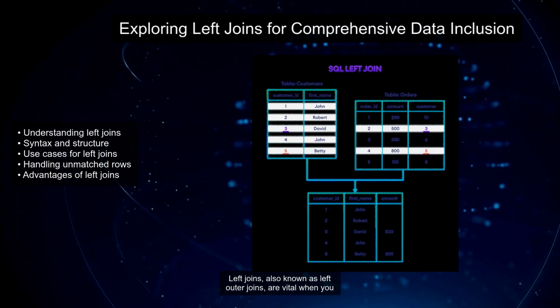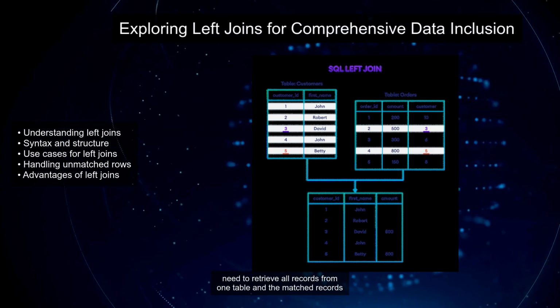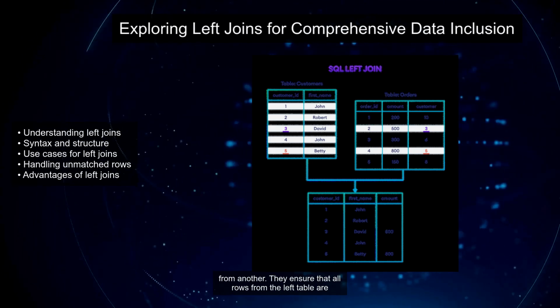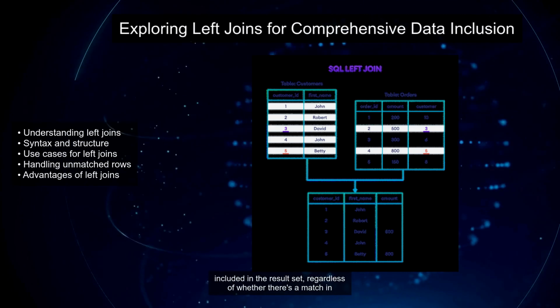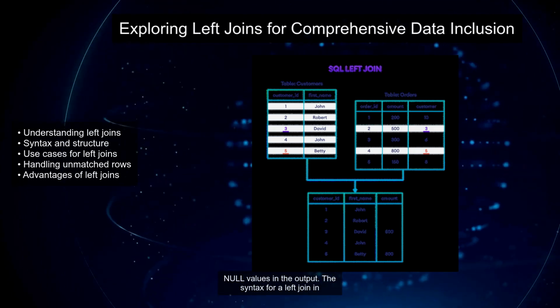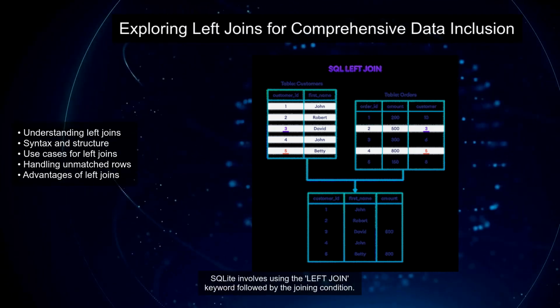Left joins, also known as left outer joins, are vital when you need to retrieve all records from one table and the matched records from another. They ensure that all rows from the left table are included in the result set, regardless of whether there's a match in the right table. The unmatched rows in the right table result in null values in the output. The syntax for a left join in SQLite involves using the left join keyword followed by the joining condition.